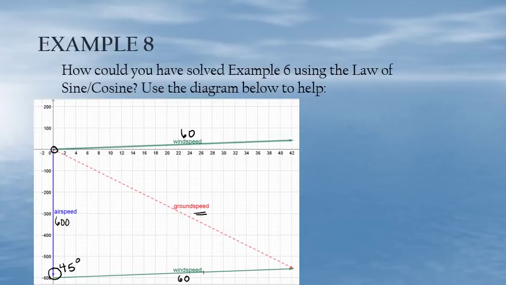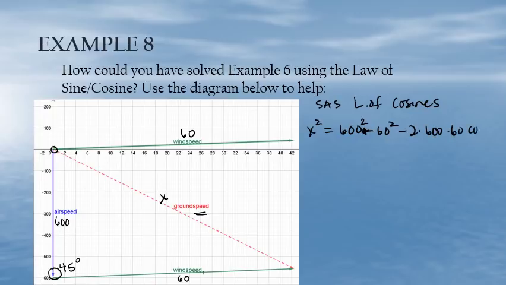All right, so what I see that I have here is a side and an angle and a side. And when you know something about side, angle, side, then that tells me that I'm going to use the law of cosines. And the side that I want to solve for is ground speed. I think I'll call that x. So I'm going to say that x to the second power is equal to the length of the two sides squared, so 600 squared, plus 60 squared minus 2 times 600 times 60 times the cosine of 45 degrees.